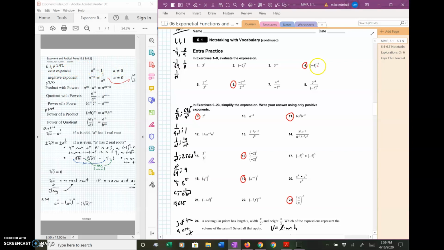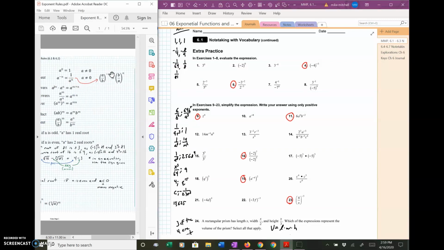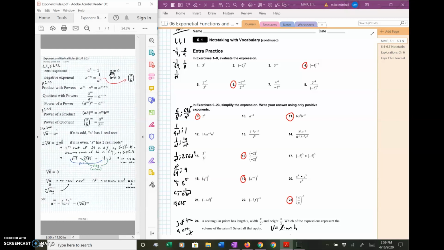For number 4, I've got a negative exponent. a to the negative n is 1 over a to the n. Put it in the denominator, make the exponent positive. And I have a little extra on that rule over there that they don't give you in the book or in the preview. So this is going to be equal to 1 over negative 4. Put the base in the denominator, make the exponent positive.